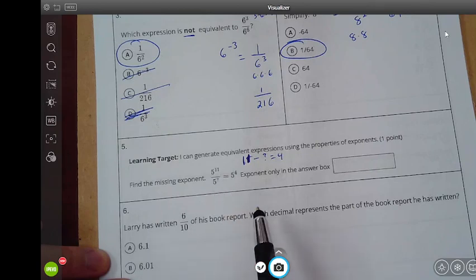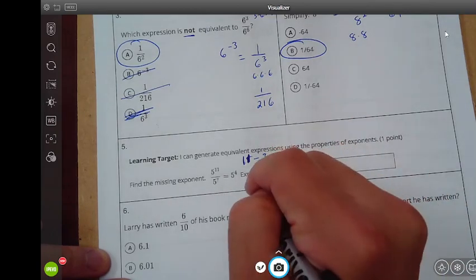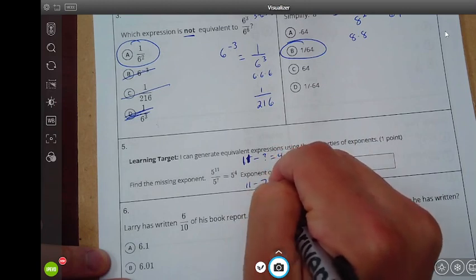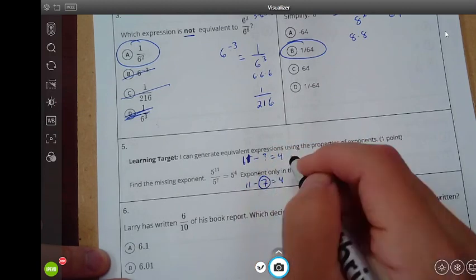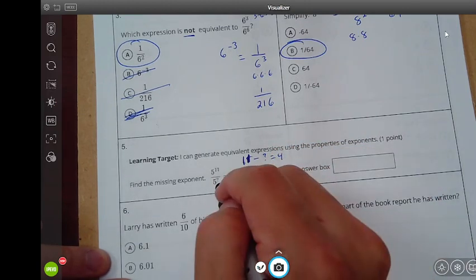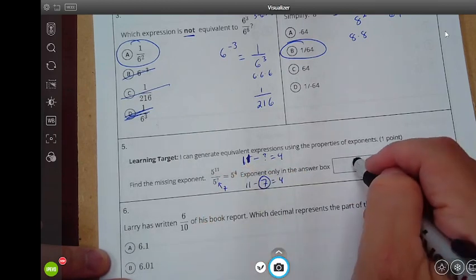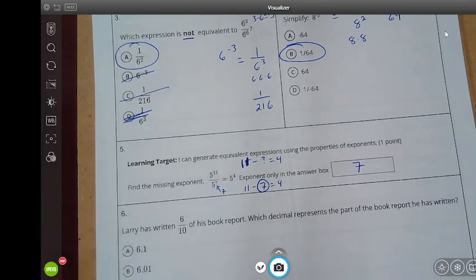You have the base of 5. 11 minus 7. So it has to be 11 minus 7 equals 4. Okay, so that's the exponent right here. So that has to be a 7. Okay.